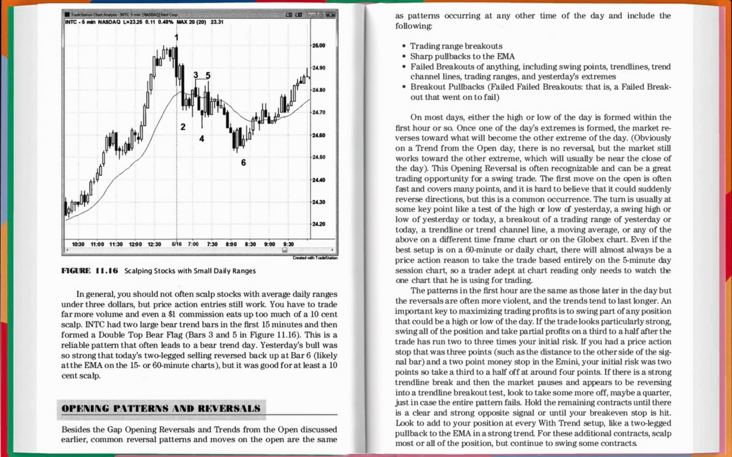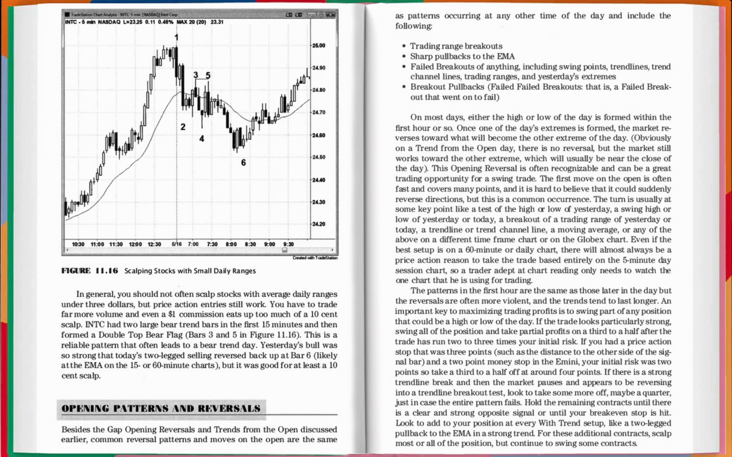In general, you should not often scalp stocks with average daily ranges under $3, but price action entries still work. You have to trade far more volume, and even a $1 commission eats up too much of a 10-cent scalp. INC had 2 large bear trend bars in the first 15 minutes, and then formed a double top bear flag, bars 3 and 5 in figure 11.16.